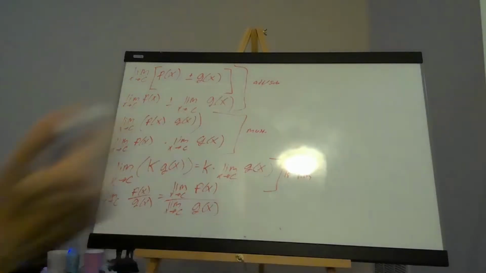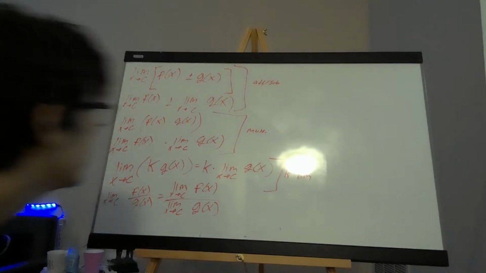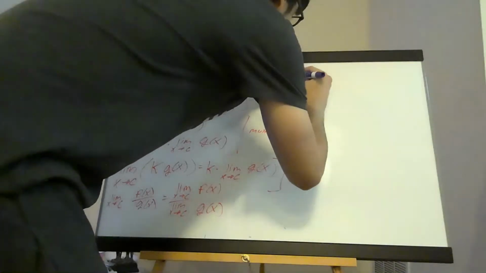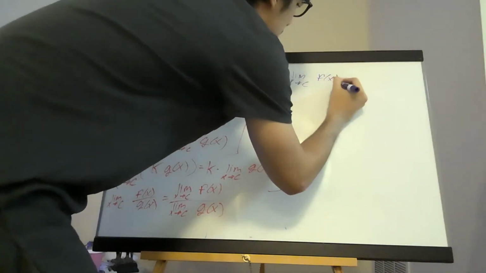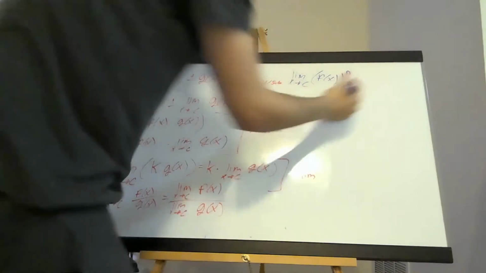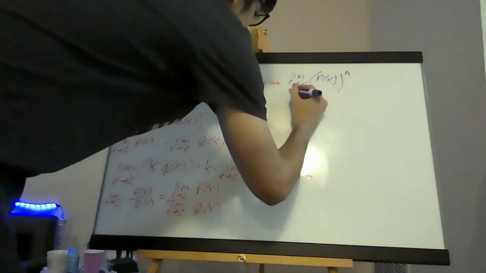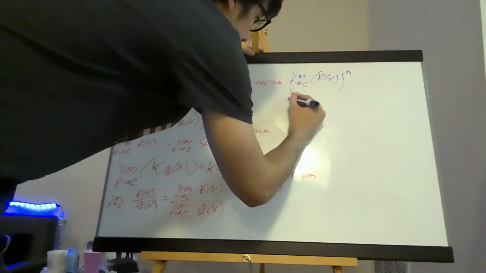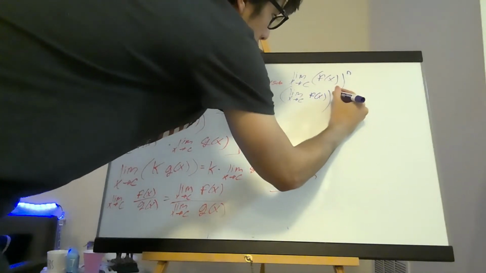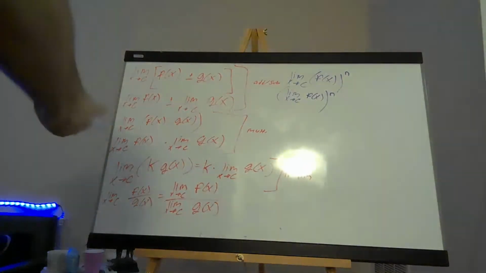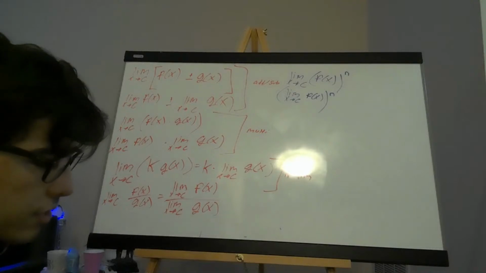So let's see, is purple a good color? Green was the one that was hard to see, I think. Okay, so next one, we're going to have the limit as x approaches c of the function f of x to some power, exponential power n. And that can be any number, it's just a constant, right? So this is equivalent to the limit as x approaches c of f of x, all raised to the nth power. And that's the power rule of limits right there. The power rule of derivatives is a little more interesting, but you need to know the limits first.